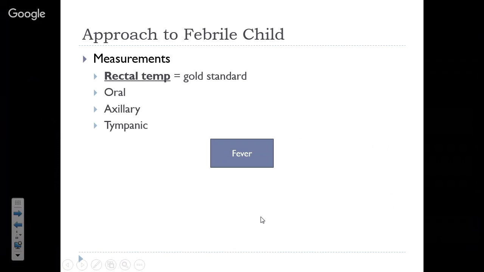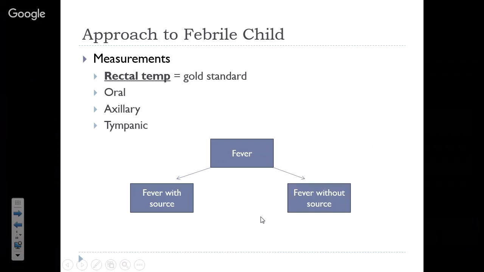In terms of measuring temperature, rectal temperature is actually the gold standard, but oral and tympanic temperatures are more convenient and preferred in many hospitals. A fever itself can be classified into two categories. Fever with source, where a clear site or sites of infection are identified, and fever without source, where you don't really know where the infection is happening. If the fever without source prolongs for a few days, that becomes a fever of unknown origin as well.